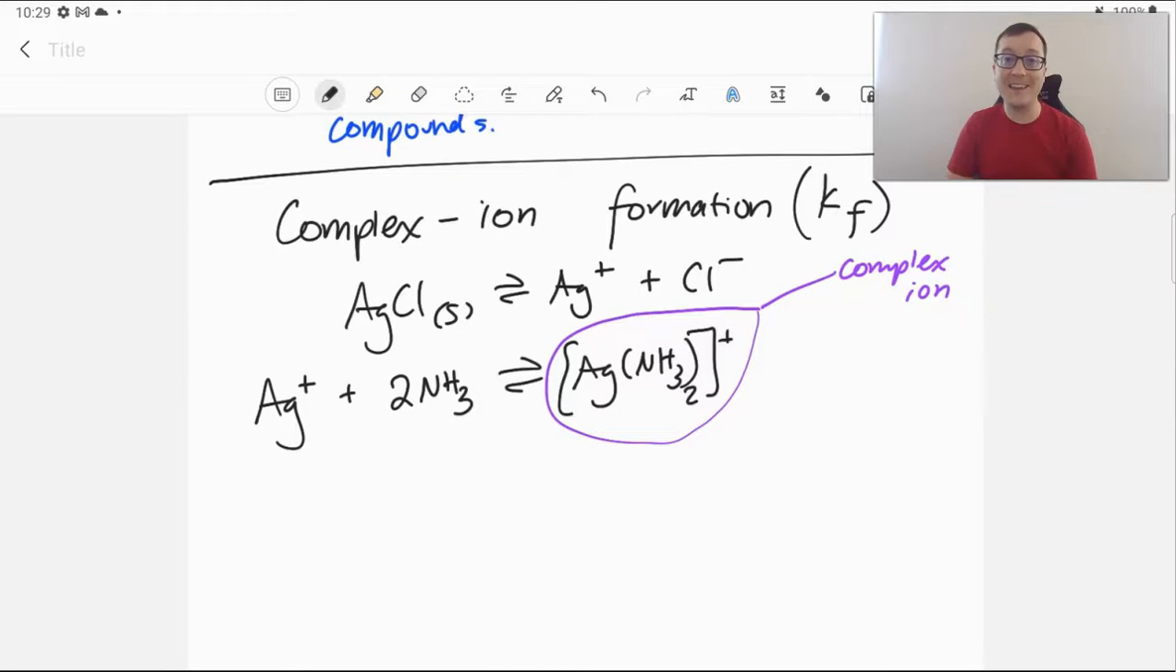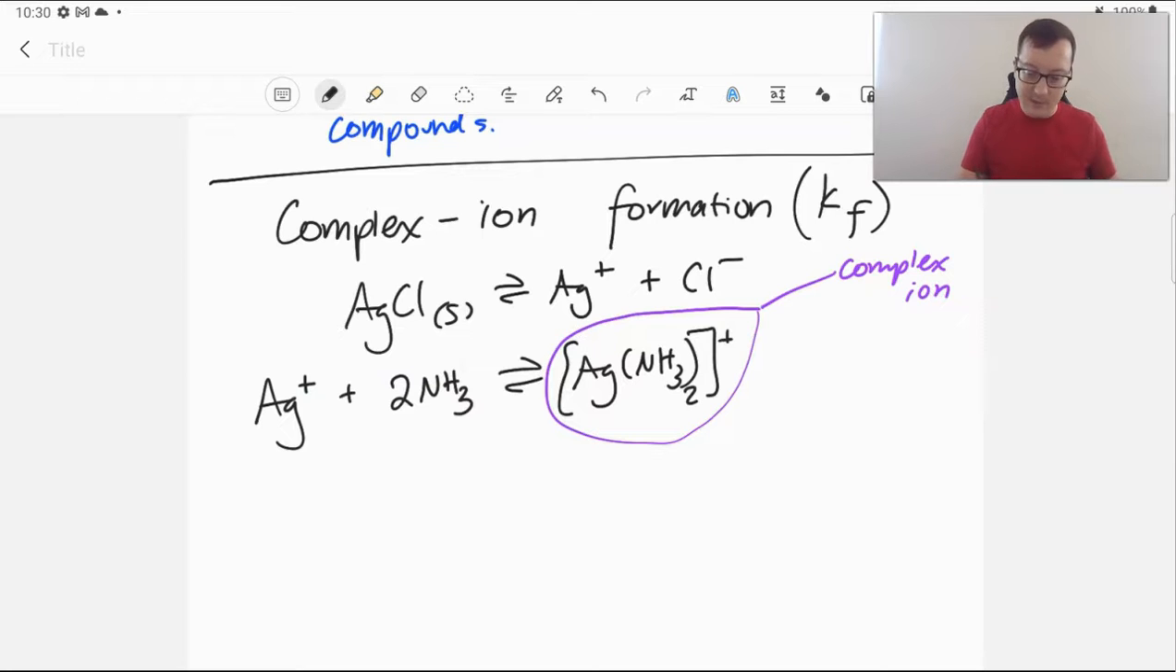In Discord, I'll go ahead and link a table of common Kf values, which are the constants of formation of these complex ions. And one that I'd like to study in this video is the complex of silver ions and ammonia to form this complex ion that's circled in purple here. We can use this to increase the solubility of relatively insoluble silver chloride, because what it will do, by Le Chatelier's principle, is remove the silver ions from solution, thereby allowing more silver chloride to dissolve.